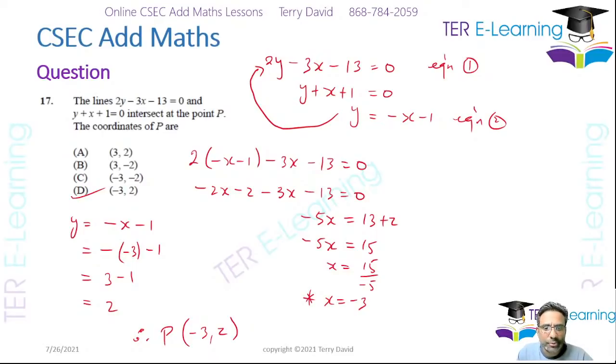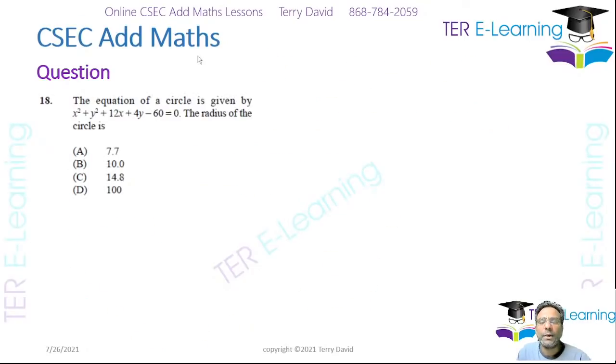So that is question 17, right? Next one here. They gave us the equation of a circle, right? So the equation of the circle is given by x squared plus y squared plus 12x plus 4y minus 16 is equal to 0, right? And we want to find the radius of the circle.